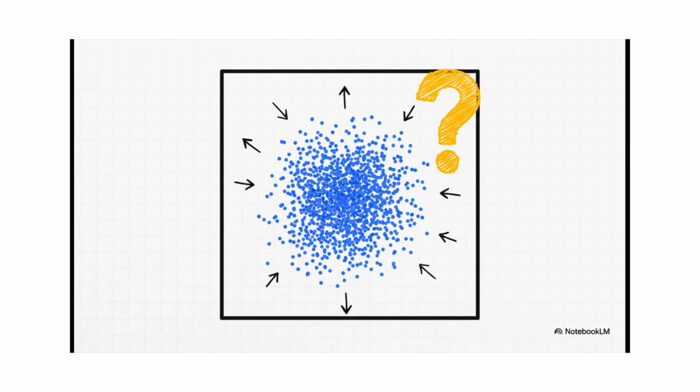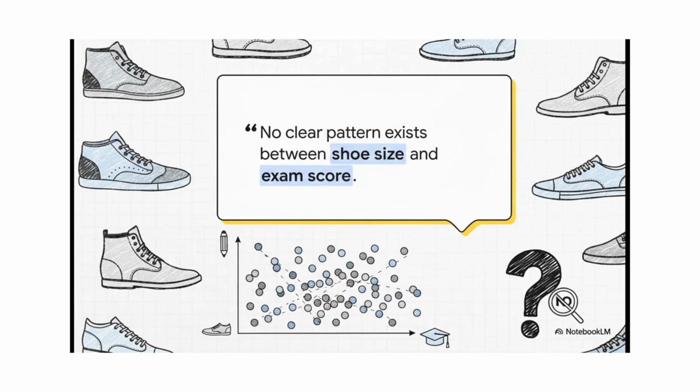But what if the dots on our map are just, well, a random mess? No clear direction, no slope up or down? Well, sometimes that's the answer. Sometimes two things just have absolutely nothing to do with each other. I mean, just think about it for a second. If we plotted everyone's shoe size against their exam score, what would we see? Just a meaningless jumble of dots, right? There's no connection there, and that means there is no correlation.